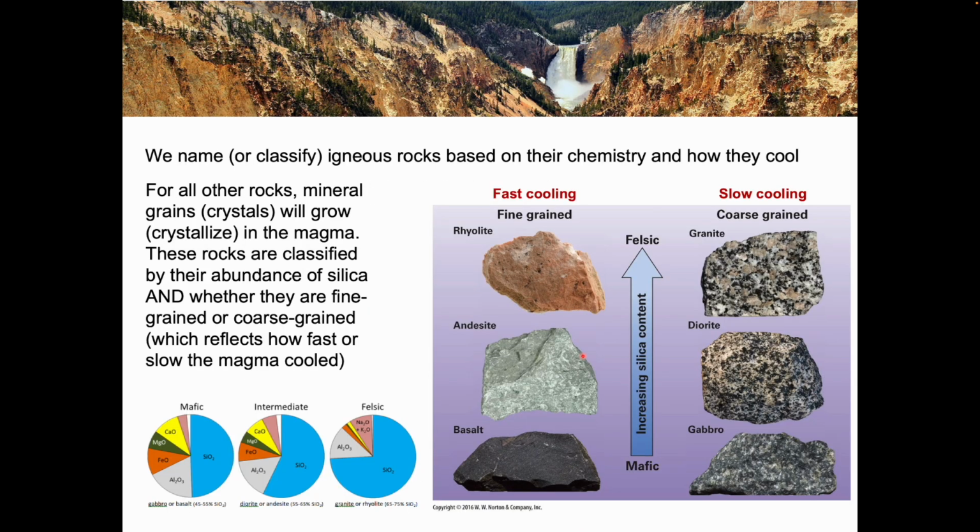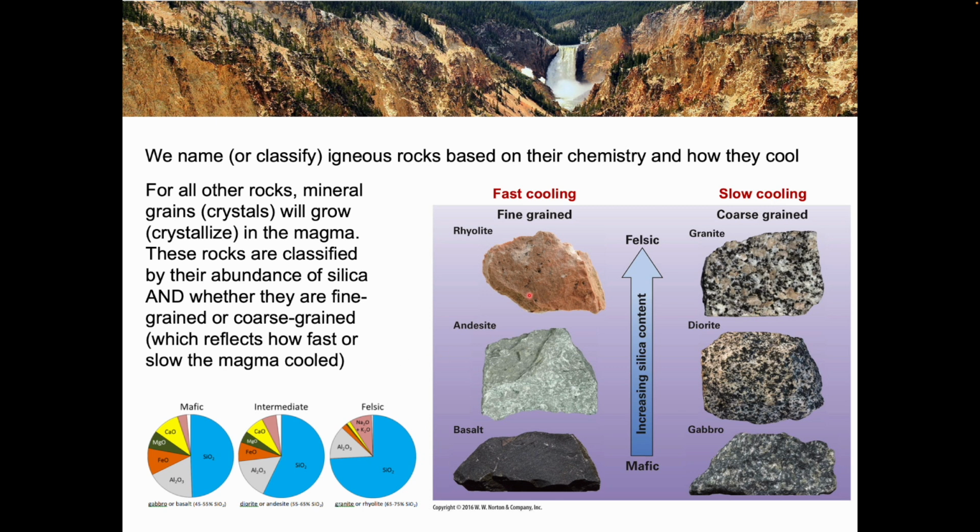For rocks that don't cool as quickly as glasses do, we have mineral grains present in the rock. These crystal grains either form in the magma underground, or they will form on the surface as your lava is cooling. These rocks are classified by their abundance of silica and whether they are fine-grained or coarse-grained, which shows us how fast or slow the magma or lava cooled.